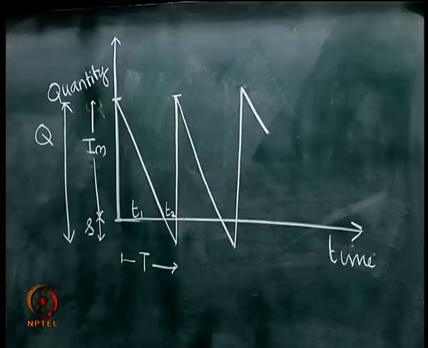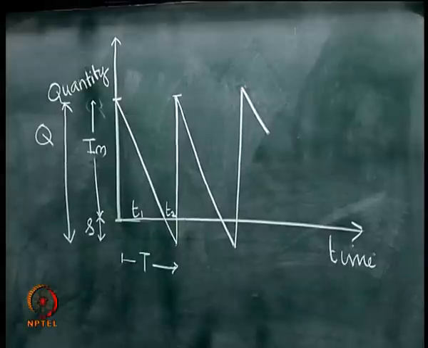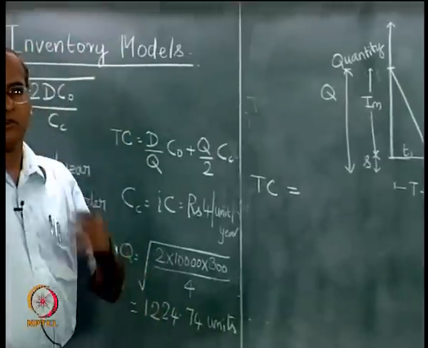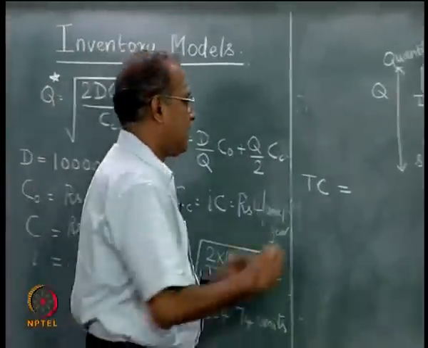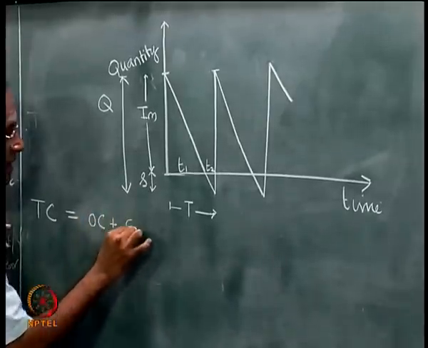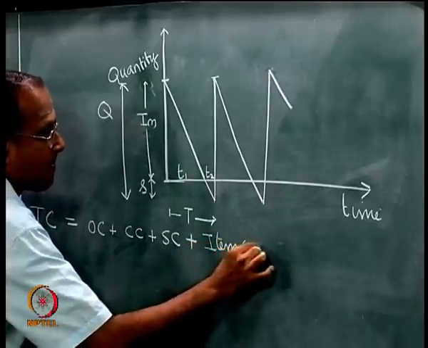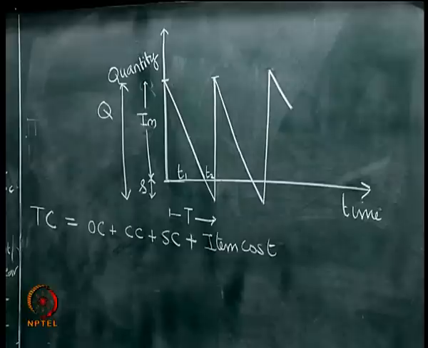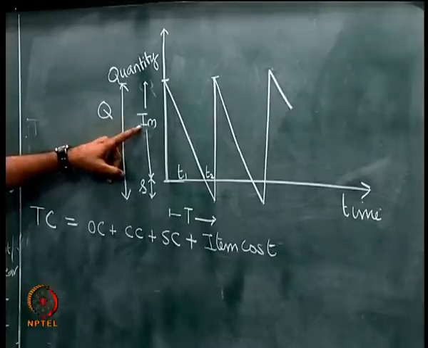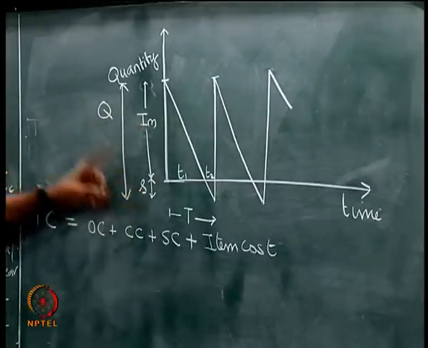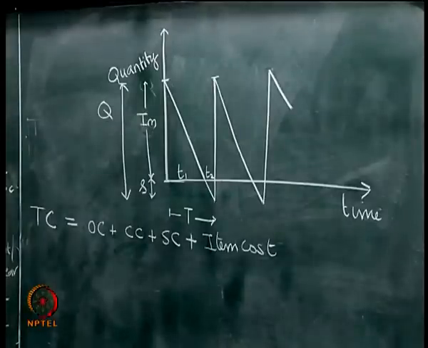So now there are 4 costs that we will have. Let the economic order quantity be Q, or the quantity that we order is Q. So the total cost, TC, has all the 4 costs: order cost plus carrying cost plus shortage cost plus item cost. Now Q is the order quantity, Im is a variable, S is a variable, but they are related: Q equals Im plus S.